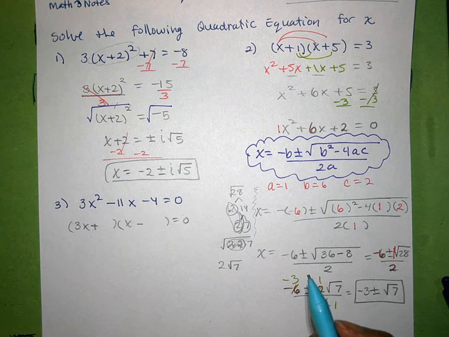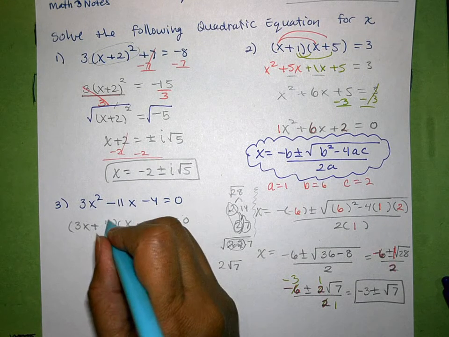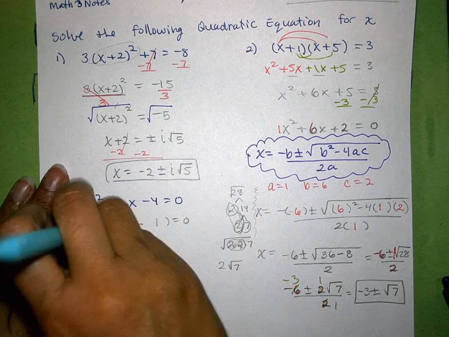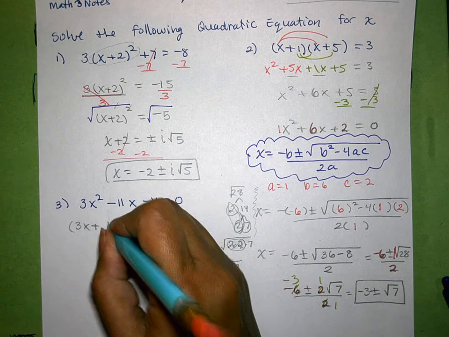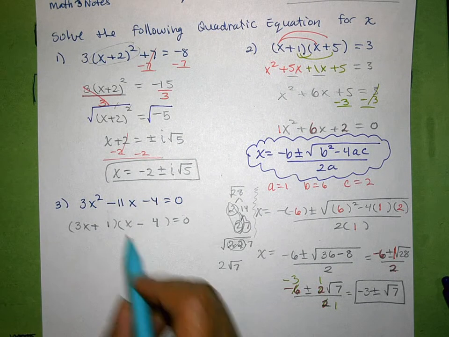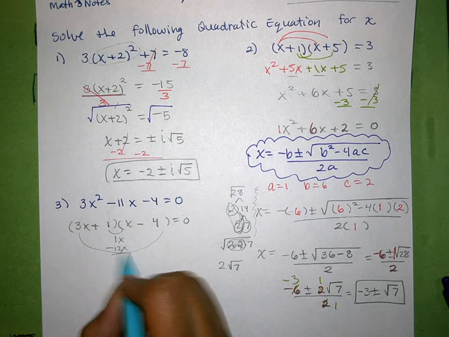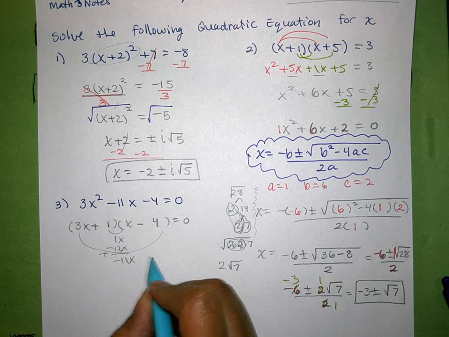1, 4 or 4, 1. If I put it like this, 4, 1, that's a 4 and that's a 3. That's not going to give me the 11. So I'm going to put the 1 here and the 4 here. That's 1x and that's negative 12x. That indeed adds up to the negative 11x.